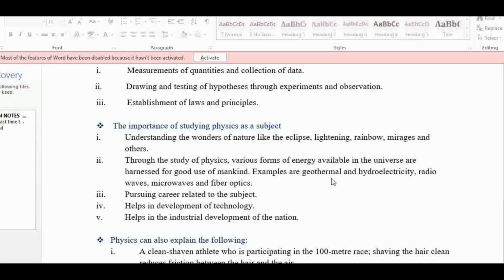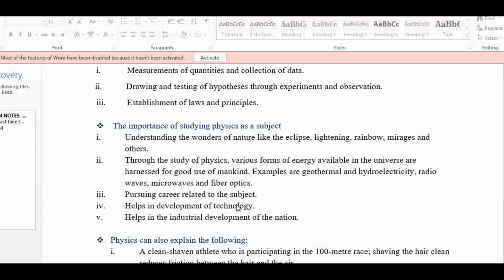We have the radio waves. We have the microwaves. The microwaves are used in microwave ovens so as to cook because of the amount of energy that they normally produce. We have the fiber optics that are used in communication. So through the study of physics, you'll be able to understand these concepts.